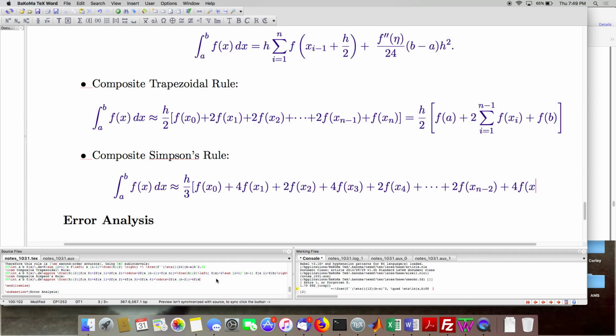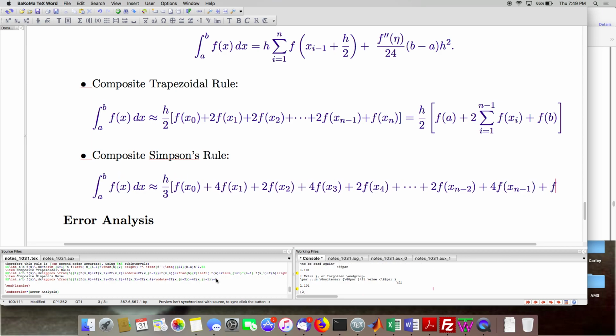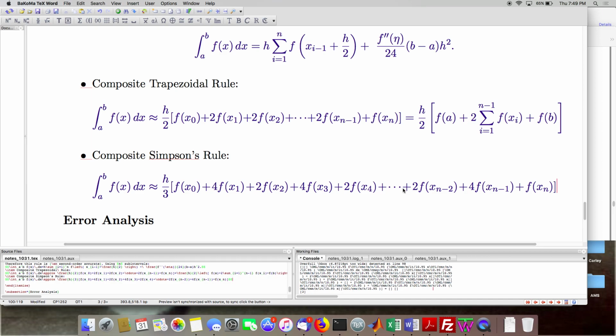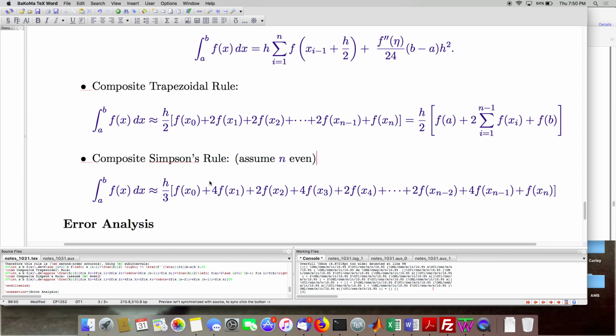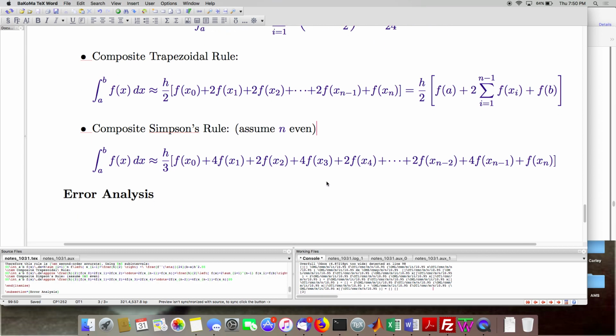Plus 4 f of x_(n-1) plus f(x_n). Okay, that's it. So the weights are 1, and then 4, 2, 4, 2, 4, 2, etc. 2, 4, end on a 4, and then 1. Now, I should mention this requires that n is even for this.